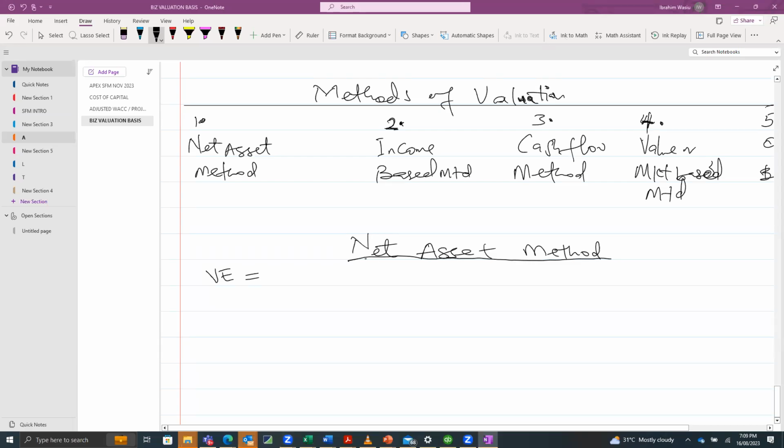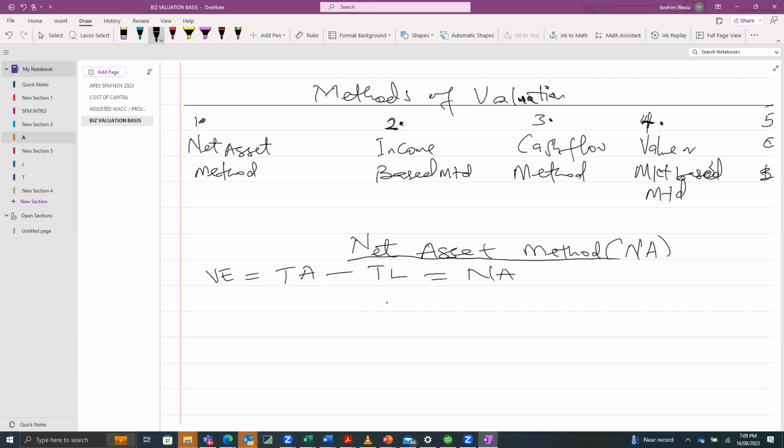So net asset method is a method that compares the total assets and total liability of a company. So value of equity is equal to total asset minus total liability, which we call net assets. So under net asset, all you need to do is to get the total assets and total liability, get the difference, and get the value. So that value you have is actually the value of equity.